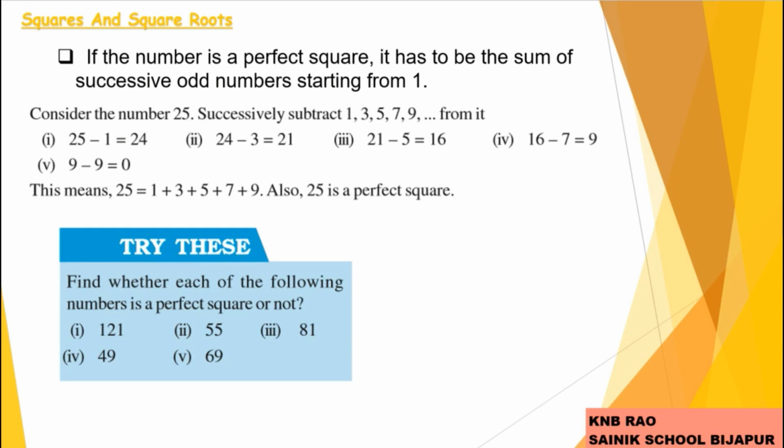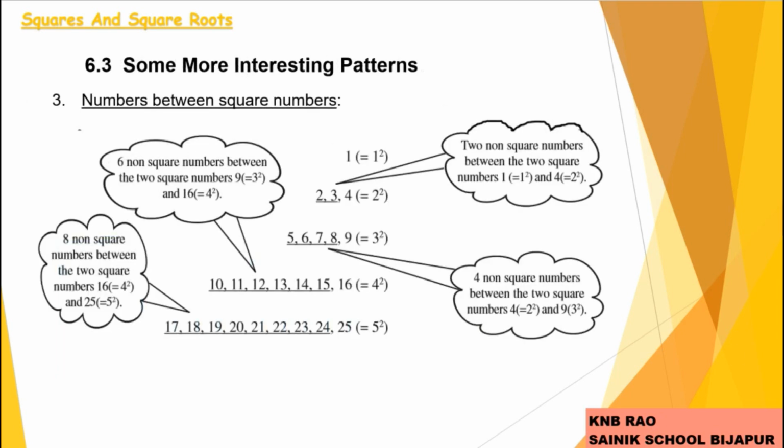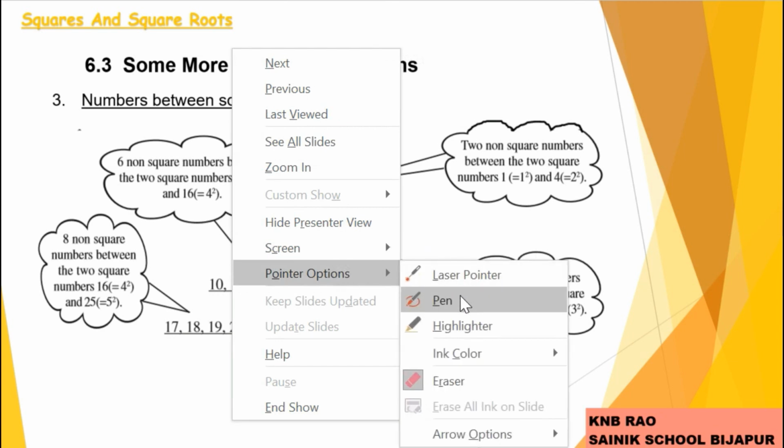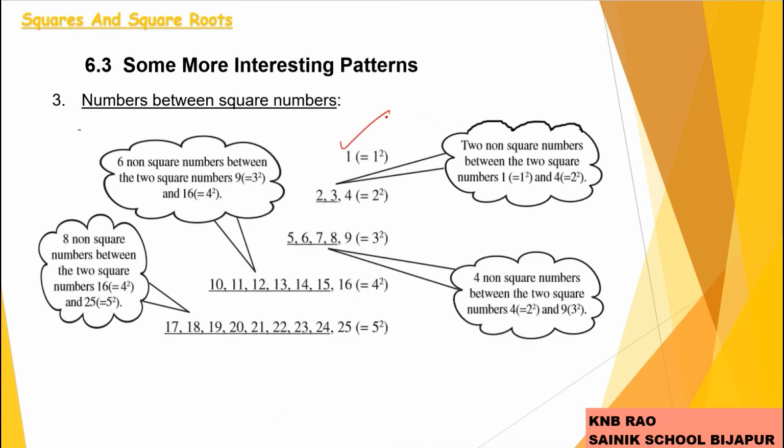Okay, so now we will go for the third interesting pattern. The third interesting pattern is numbers between square numbers. How many numbers are there between any two successive perfect squares? You know, 1 is a perfect square. The next perfect square is 4. In between 1 and 4 we have 2 and 3. 4 is a perfect square, 9 is a perfect square. In between them we have 5, 6, 7 and 8.